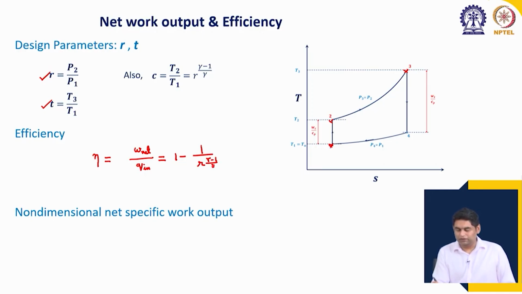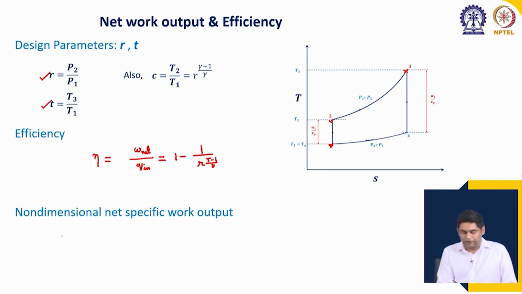So, we had seen that this only depends on the compression ratio, apart from the type of gas, which dictates the value of the ratio of specific heats gamma. But for a given gas, say for example air, the only variable which influences efficiency is the compressor pressure ratio. We have seen in the previous class how we can generate plots for efficiency versus R.